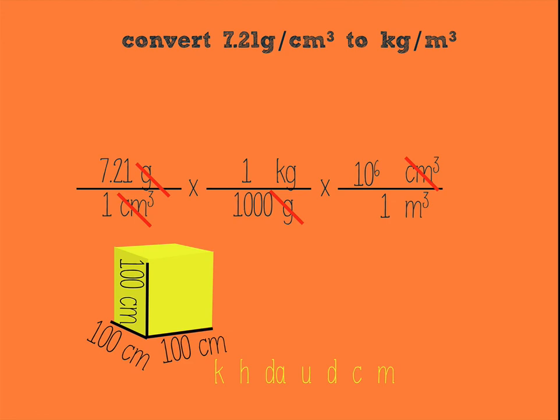Another way to think about this is that the conversion is 1 meter is 100 centimeters, and you just have to cube the number 100. And then you get 10 to the 6. So now we solve by multiplying everything that's on top and dividing everything on the bottom. And the answer is 7,210 kilograms per cubic meter.